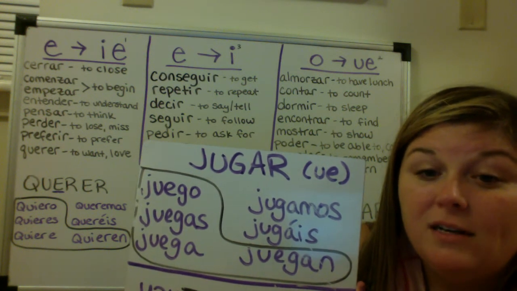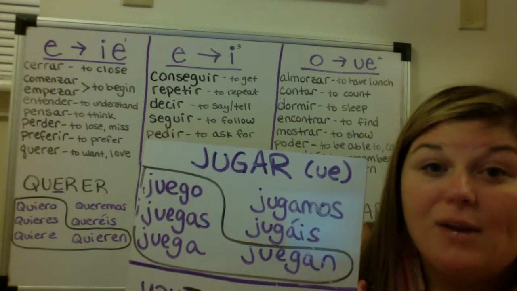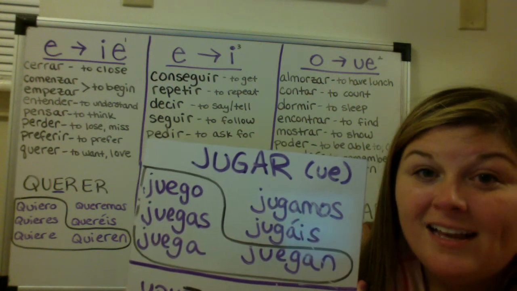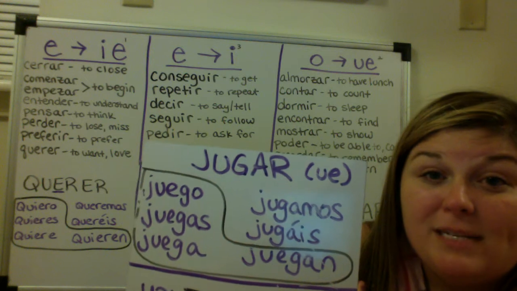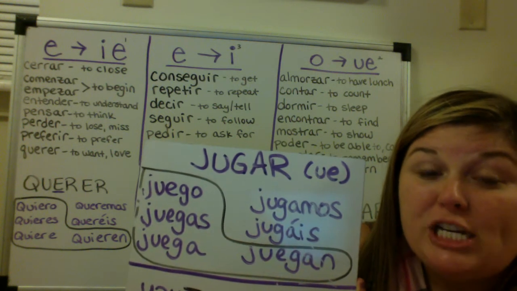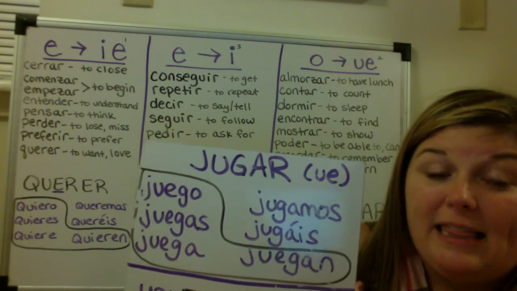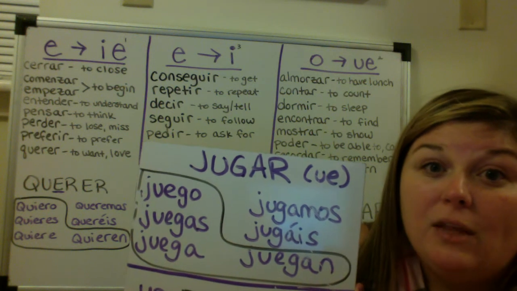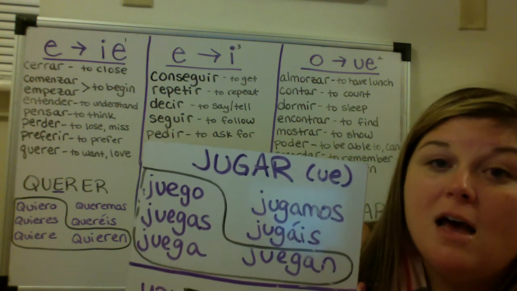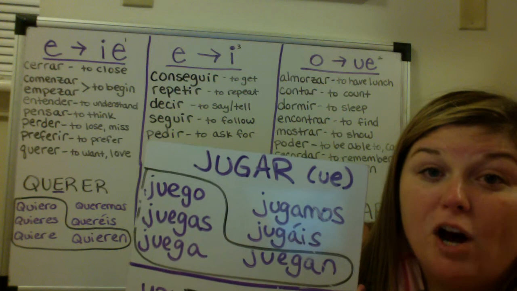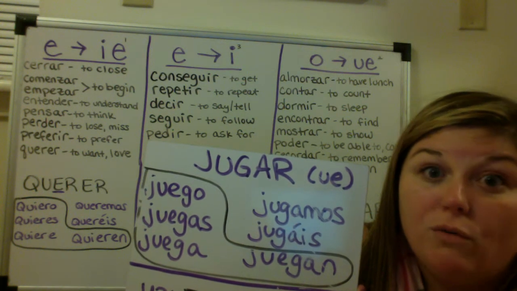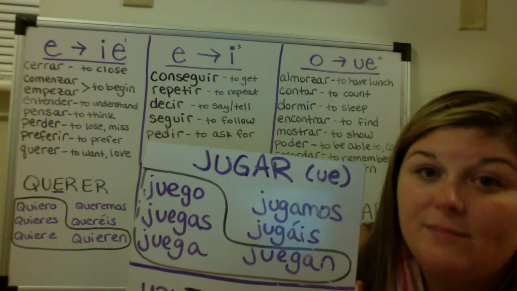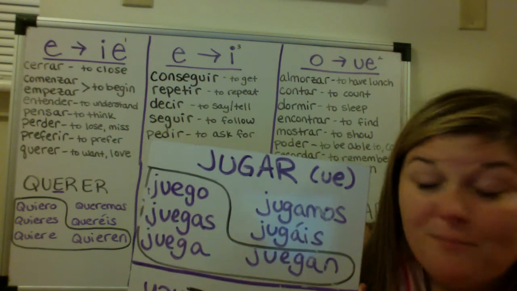jugamos, jugáis, and juegan. Also, something to note about this verb is that you will follow it with the preposition a, followed by the article el or la. See? So if you want to say, I play golf, juego al golf or al tenis. See? So you're going to follow it with the preposition a.